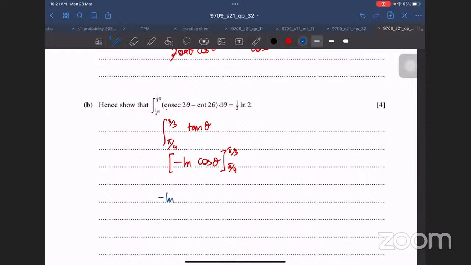So minus ln cos of pi over 3 minus ln cos of pi over 4. Cos of pi over 3, cos of 60 is half. So I get minus ln half. And cos of pi over 4 is root 2 over 2.